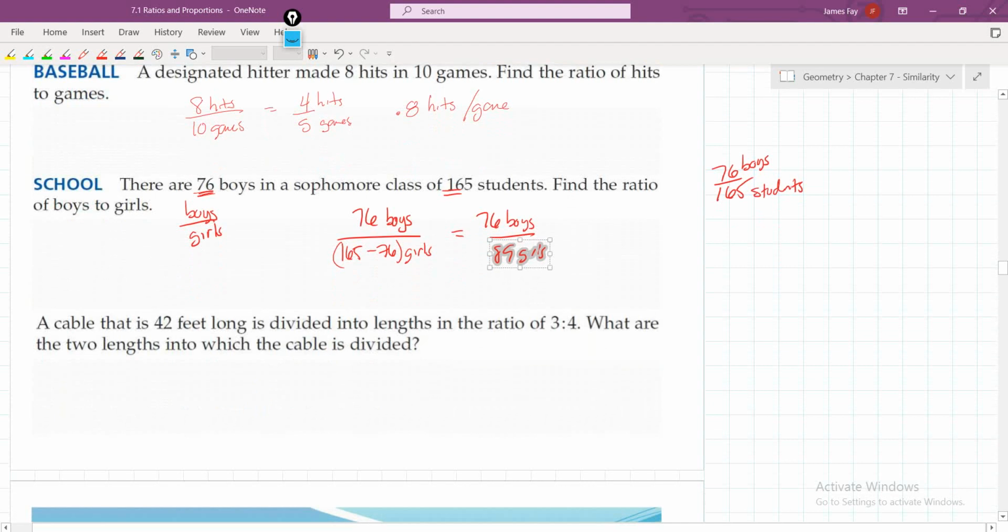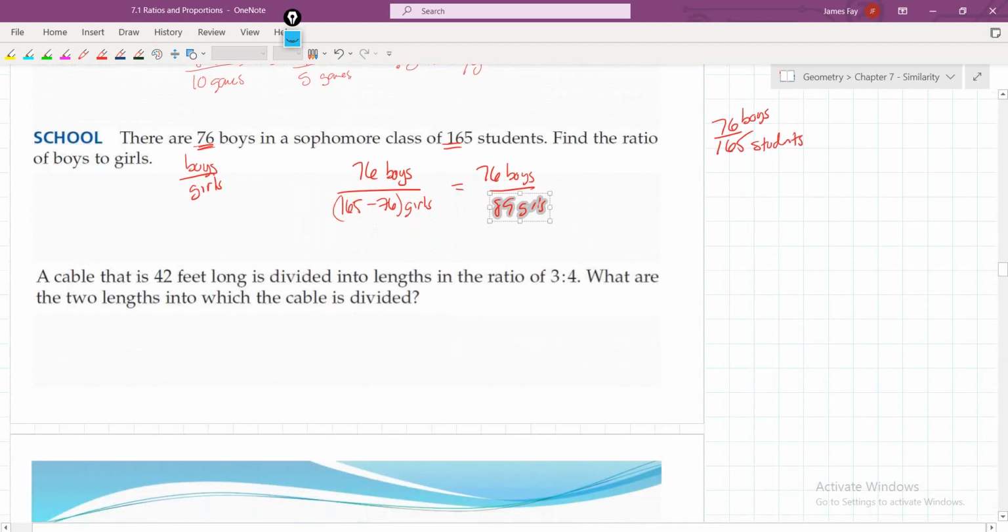This next one is kind of what we did with the extended ratio, but it's not an extended ratio. Basically, we've got this cable. It's a total of 42 feet long, and we have it divided into 2 parts, part 1 and part 2. Now those 2 parts need to add to give me 42, but when they reduce, they're in a 3 to 4 ratio.